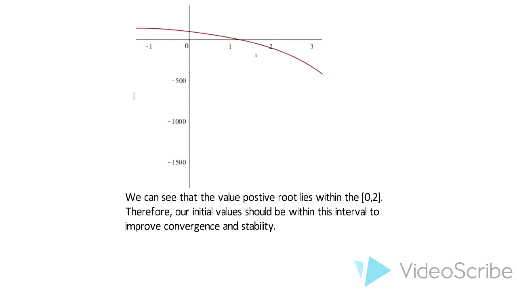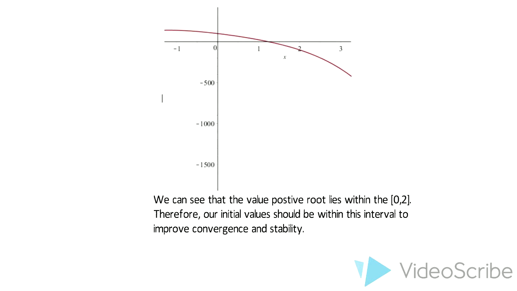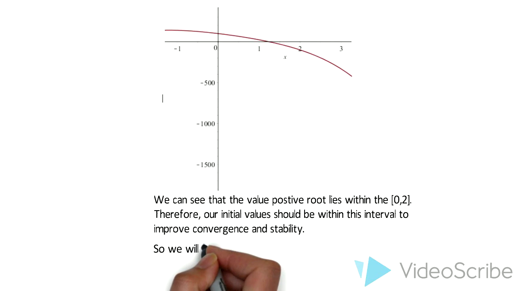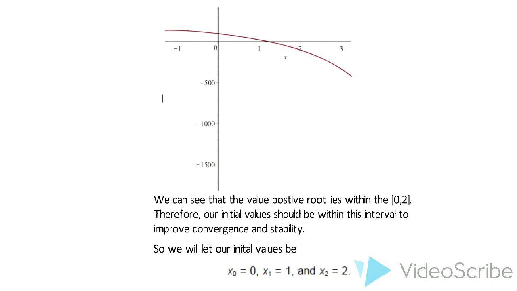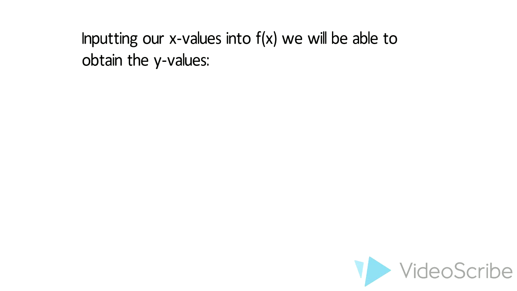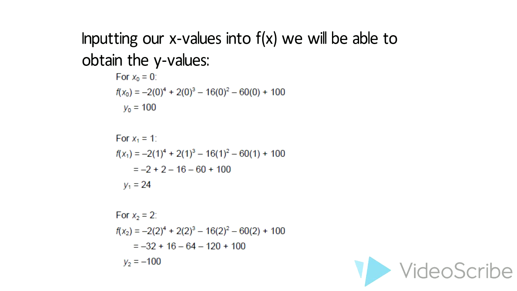Therefore, we should pick initial values within this interval so that we can make sure the inverse quadratic interpolation method will converge and is stable. Let's pick our initial values to be 0, 1, and 2. The next step is to evaluate our y values. If we input our initial values back into f of x, we will obtain the y values, and therefore our initial values are the following.